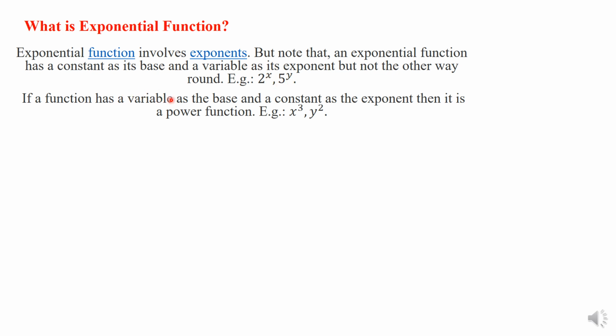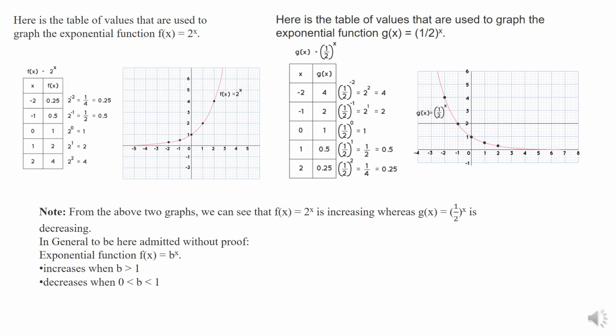If a function has a variable as its base and a constant as its exponent, then it is a power function. Let's study the two tables of values that are used to graph the exponential functions f(x) = 2^x and g(x) = (1/2)^x. We will start with f(x) = 2^x.